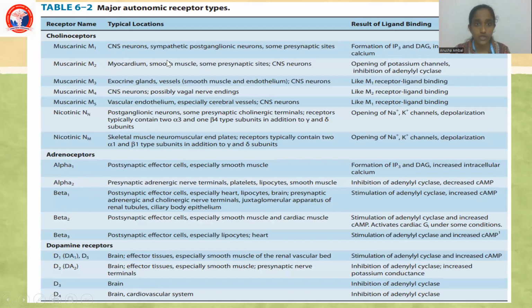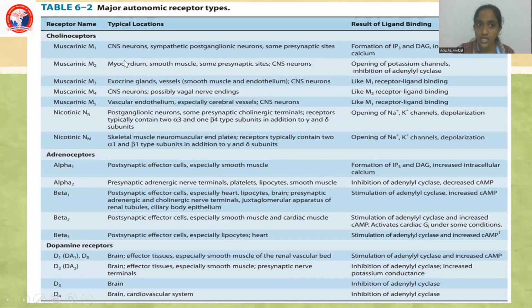M1 and M2 have their major action at the smooth muscles. In beta 2, the major action is on smooth muscle. Beta 1's major action is on the heart. Alpha 1 acts on smooth muscles. Beta 3 is not of much use; it only has its action in the lipocytes. Nicotinic NM is mostly at the neuromuscular junction, and N has a major role in the nerves only, the nerve endings.